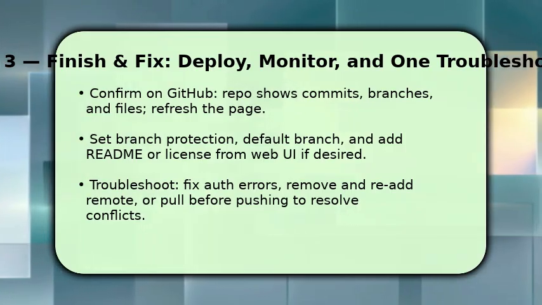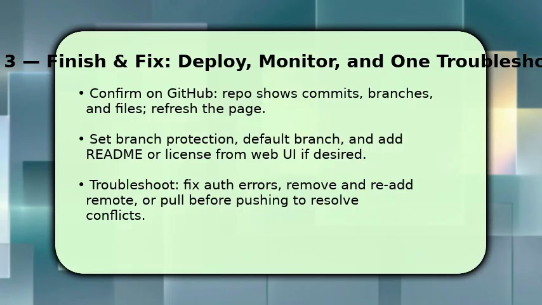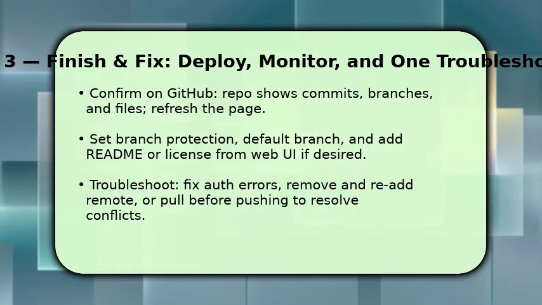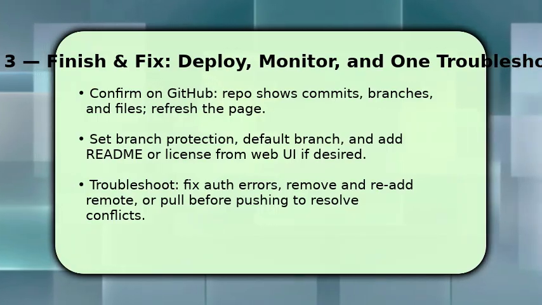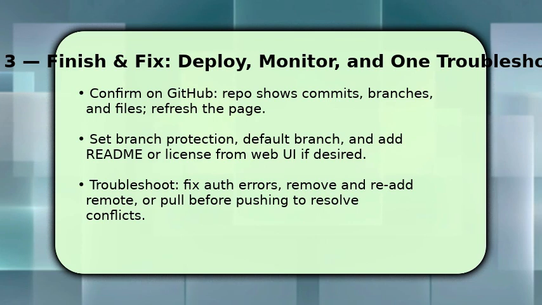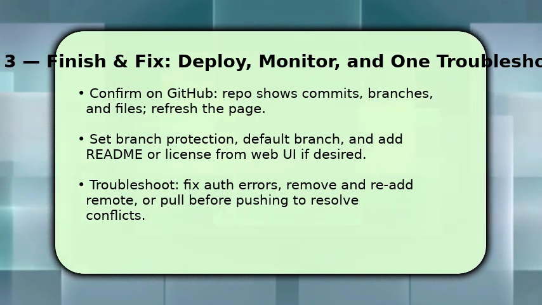If push is rejected, git pull --rebase origin main to integrate remote changes, resolve conflicts, then git push. Also check authentication. Re-add your SSH key or regenerate a personal access token if needed.